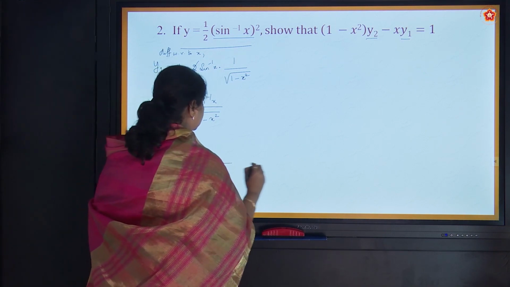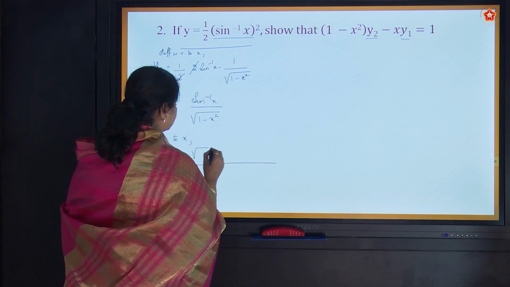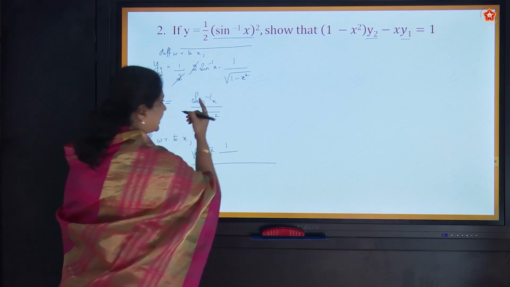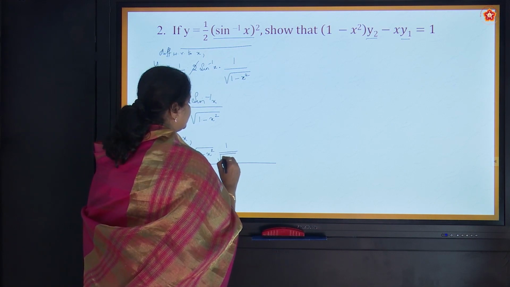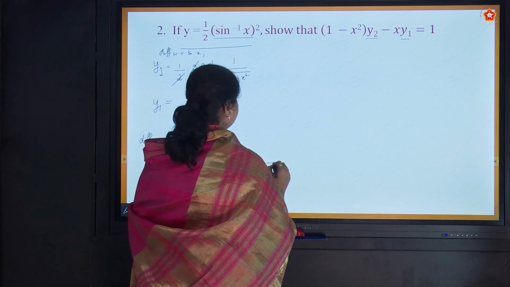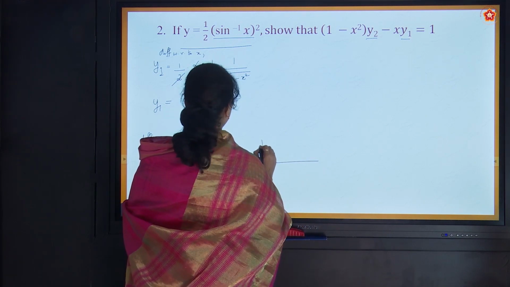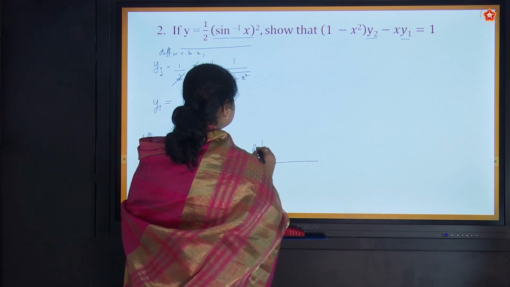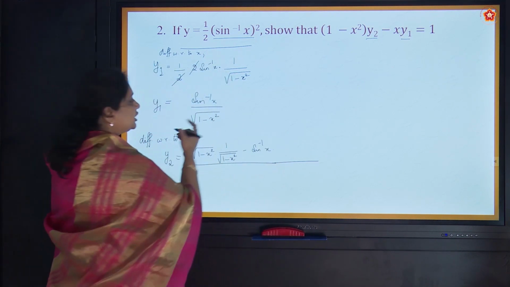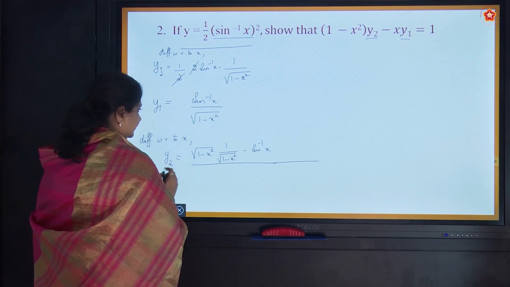Here I use the u by v rule, so I keep the denominator a constant. Differentiating the numerator, that is sine inverse of x, gives me 1 by root of 1 minus x square. Now the numerator is kept a constant, unaltered rather. And when we differentiate the denominator, what do we do?